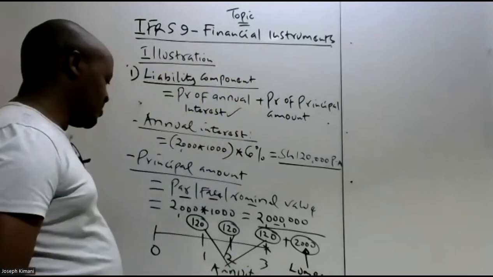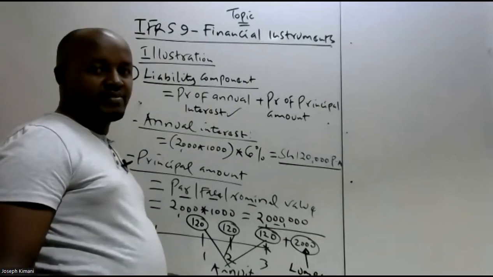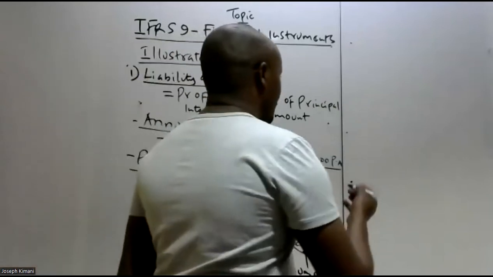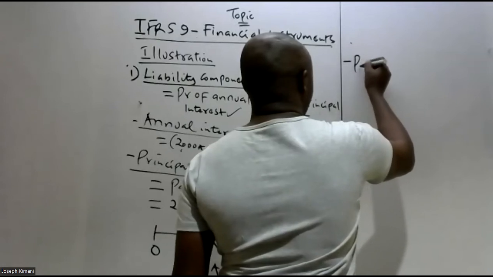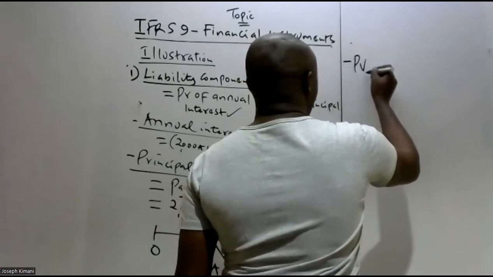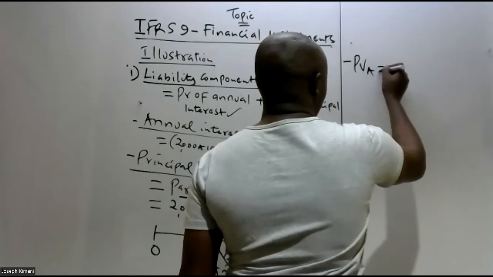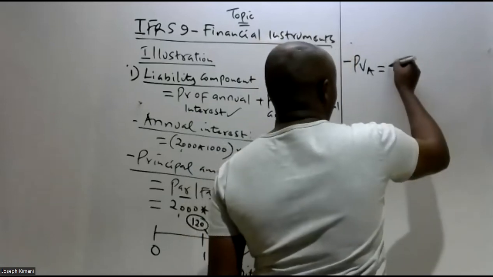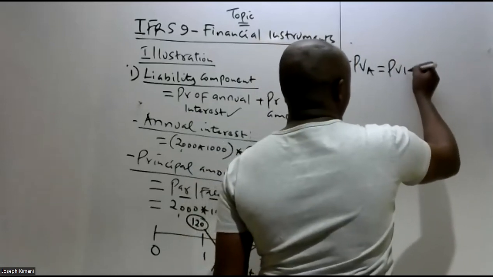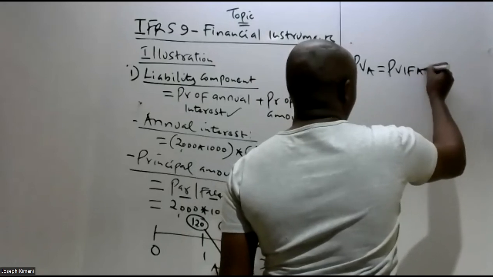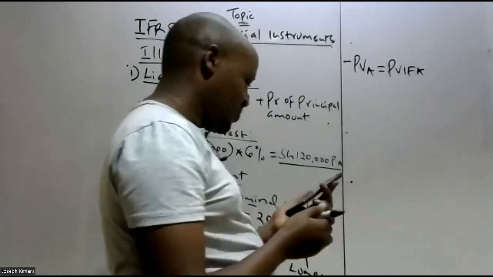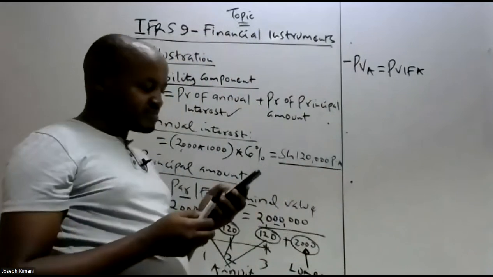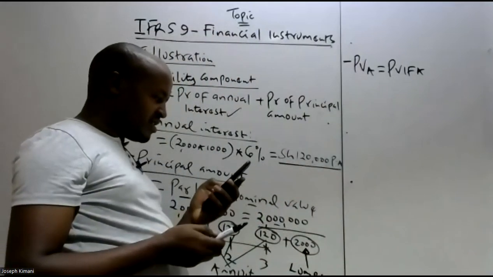So how do we discount? How do we get the present value of an annuity? This is something you have done in financial management, in that topic of time value of money. In this case, we take the present value interest factor of annuity, at which rate? If you go back to that particular question, there is something we are given.